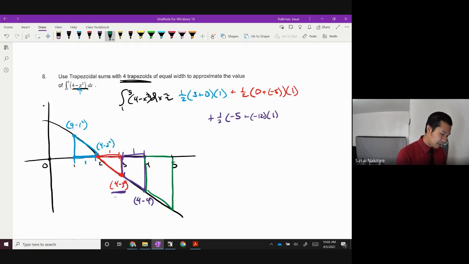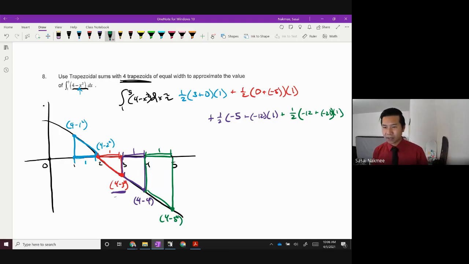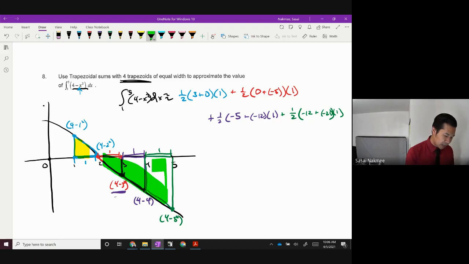Last one right here is going to be plus 1/2 of, that last one was negative 12, plus this one down here is going to be 4 minus 5 squared. Negative 25 plus 4 is going to be like negative 21, I would say. And then again, this height from here to here is 1 again. And there you go. And then you have to just sum them all up, divide by 2, and then add them all together. And that will give you your area, which in this case, it looks like it's going to come out negative because a majority of your area is going to be on the negative side, right? The majority of your area is going to be on the negative side.